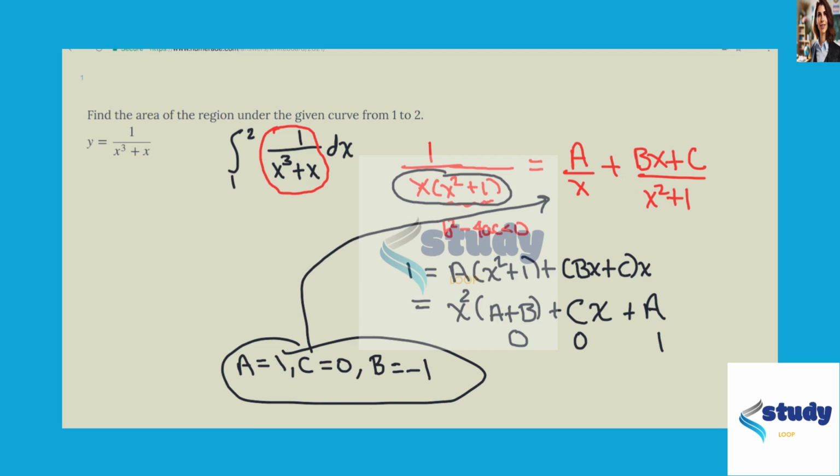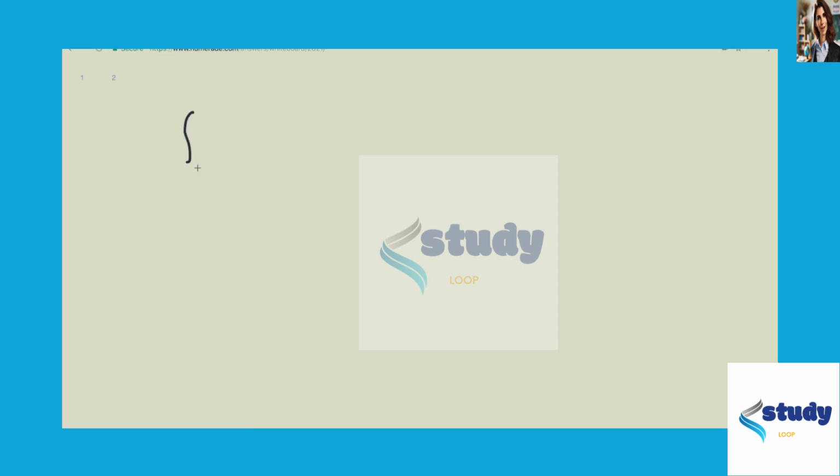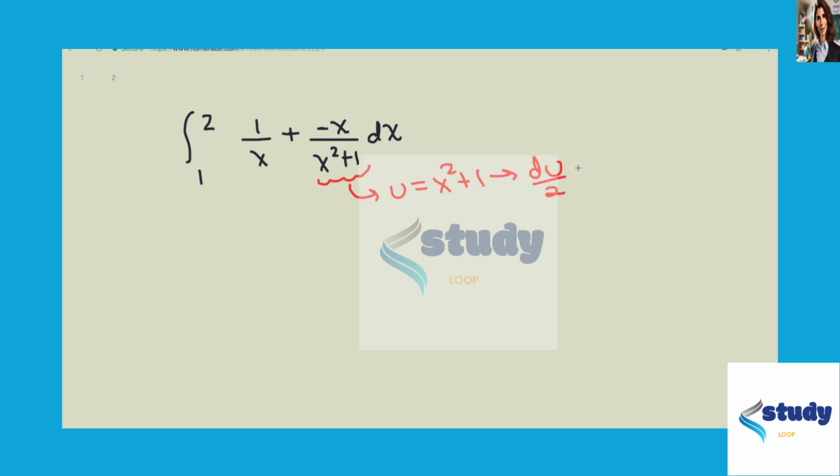Let's go to the next page. After plugging in a, b, and c, there's our integral. So for the second one, we can go ahead and use a u sub here, x squared plus 1, and then du over 2. So that may help you with this integral. I won't actually use the u sub here.